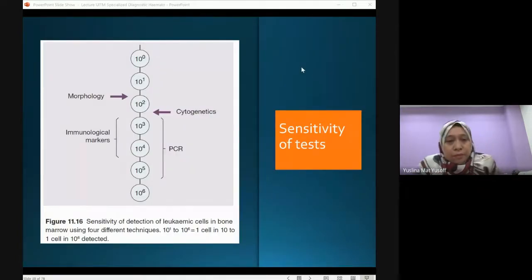Okay, after describing all these tests, this is a comparison of the sensitivity of the tests. By morphology, which is when we view the blood cells under the microscope, this is the sensitivity: 1 cell in 10. You can compare that with cytogenetics, which increases, and PCR gives the highest sensitivity.